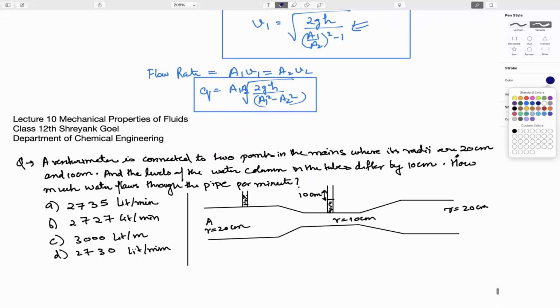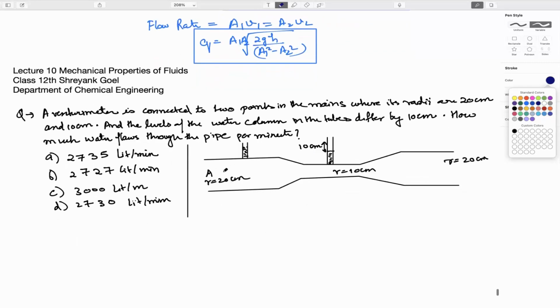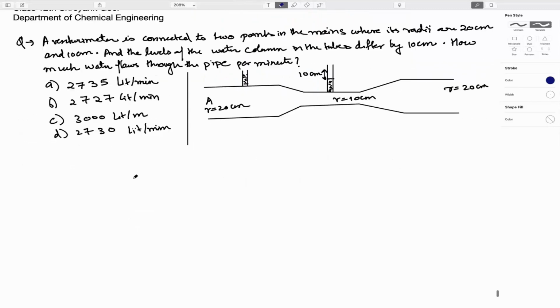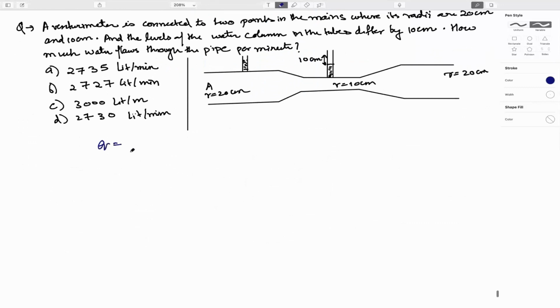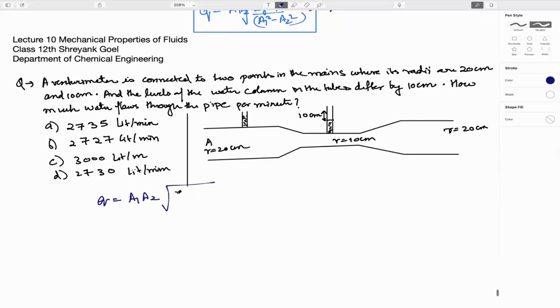What the question is asking is how much water flows through the pipe per minute. So that is the volumetric flow rate. The formula is here. Volumetric flow rate is needed. So Q is A1 A2 under root of 2gh divided by A1 square minus A2 square.